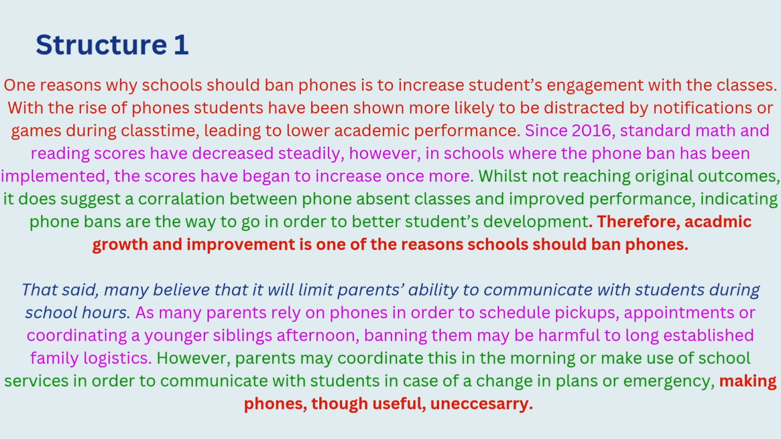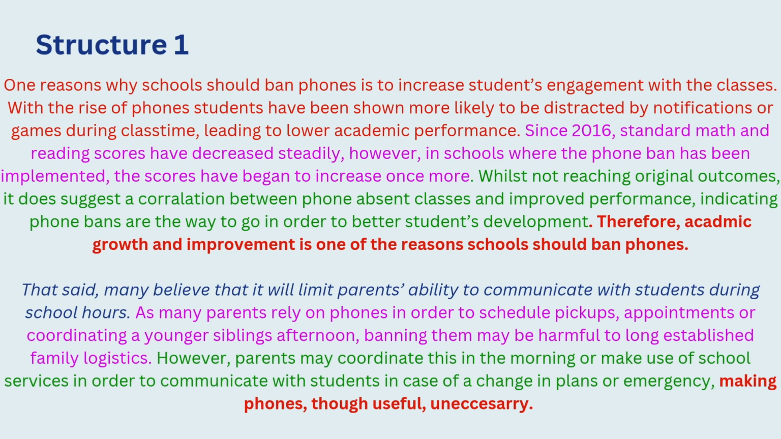With the rise of phones, students have been shown more likely to be distracted by notifications or games during class time, leading to lower academic performance. Since 2016, standard math and reading scores have decreased steadily. However, in schools where the phone ban has been implemented, the scores have begun to increase once more.